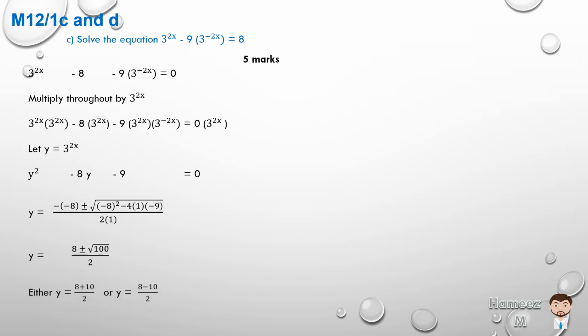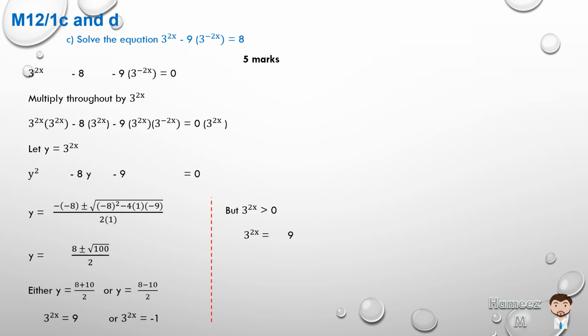So either y is equal to 8 plus the square root of 100, which is 10, over 2, or y is equal to 8 minus 10 over 2. And 8 plus 10 is 18, over 2 is 9. So 3 to the power 2x is equal to 9, or 3 to the power 2x is equal to minus 1. Let's recall that 3 to any power must be positive, so 3 to the 2x equal to minus 1 is not a possible answer. So we're left with 3 to the power 2x is equal to 9.